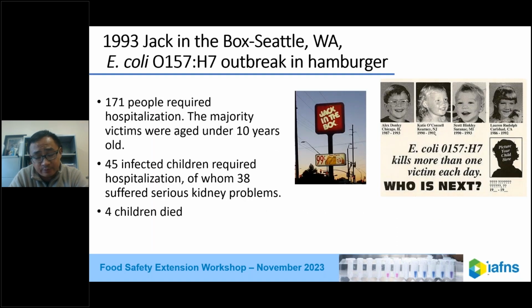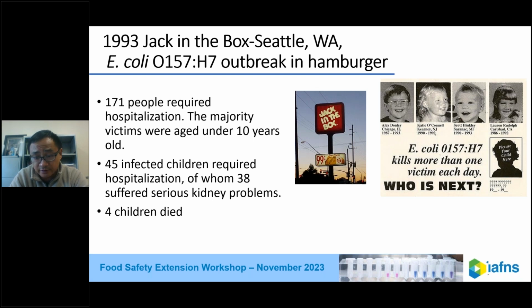And why has a plan today become a hot topic? Because of this outbreak. Everybody knows this is back in 1993, almost 30 years ago, at Jack in the Box in Seattle, which was an E. coli O157:H7 contaminated hamburger, which caused 171 people to be hospitalized, including 45 children. And 28 of them suffered from kidney problems because O157:H7 will cause hemolytic uremic syndrome. And worse, 4 children died. So that's why it touched a nerve at the White House at the time.